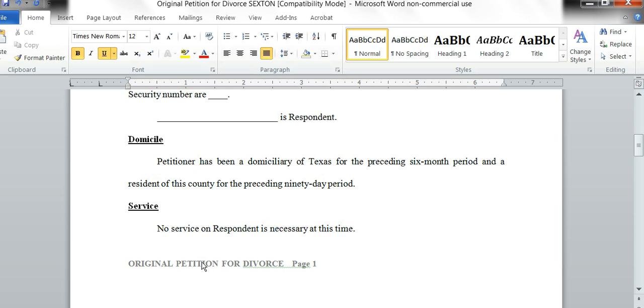Now, this line on the bottom is the footer. It helps keep the document clean. Page 1, page 2, page 3, and the style of the document.